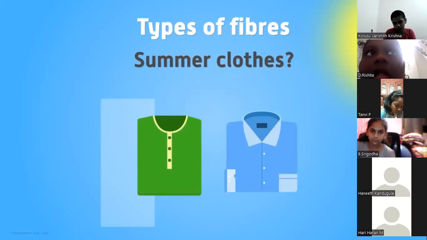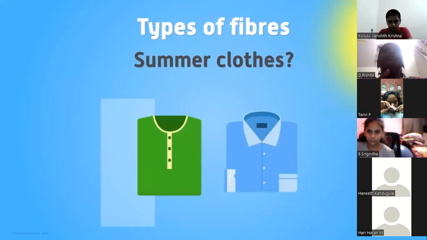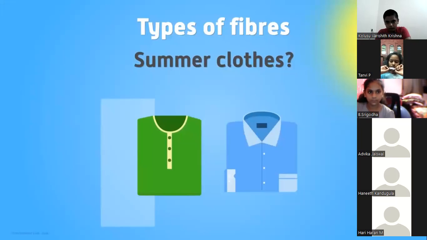Sir, because cotton does not keep hot. In summer it's too hot, so cotton keeps us cool. Cotton keeps us cool, but what is the property? What is the main point or main thing about cotton? This is Om, sir.